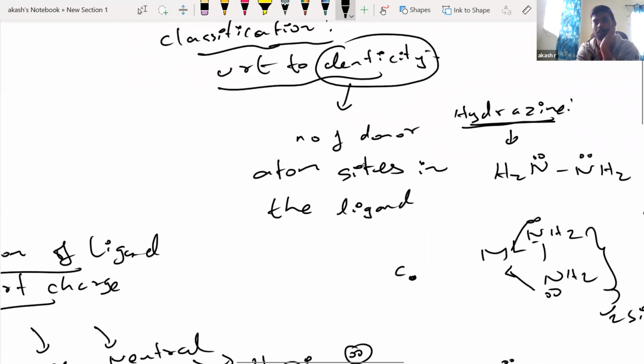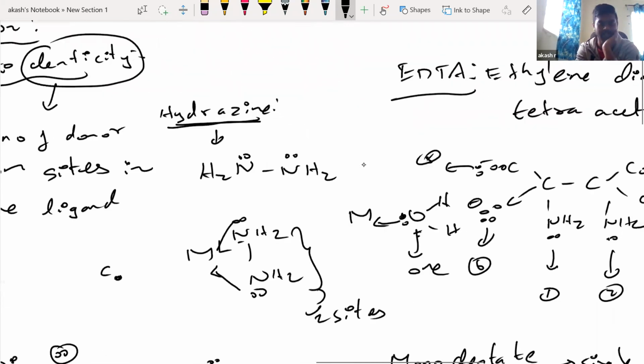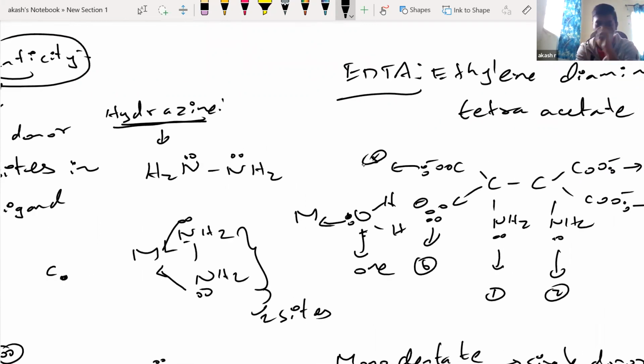We understood what we mean by denticity: it is the number of donor atom sites from which the electron pair can be donated to the metal atom. Now the question is, say I have 6 donor sites, or 5 donor sites, or 4 donor sites, whatever be the denticity. Now instead of talking about donor sites, we can talk in terms of the technical term.